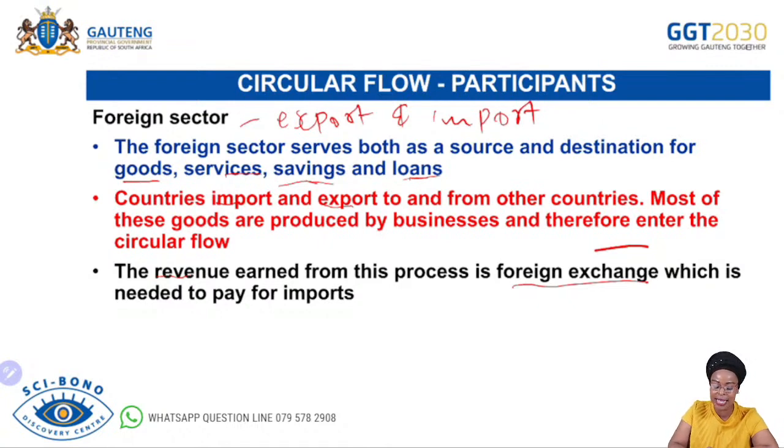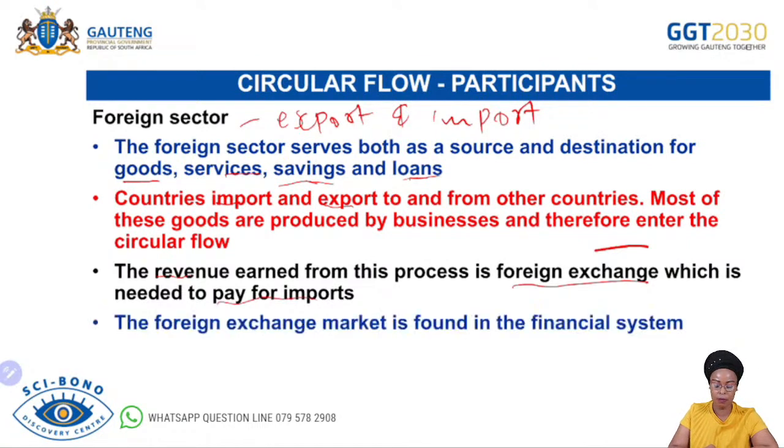That's why it's written here that the revenue earned from this process is foreign exchange, which is needed to pay for imports. Foreign exchange market is found in the financial system. That is where different currencies for different countries can be sold and bought.